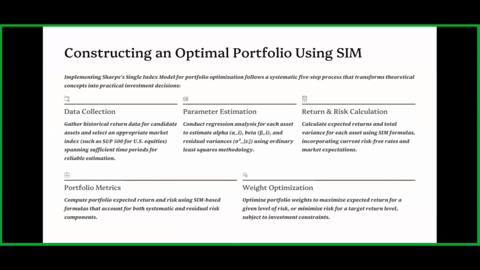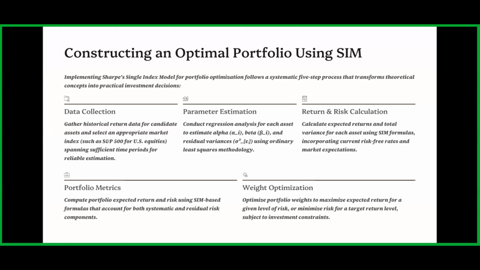So how do we construct the optimum portfolio using the single index model? While implementing Sharpe's single index model for portfolio optimization, we follow these five steps. First is data collection. We need to gather the historical return data for candidate assets and select an appropriate market index. First we collect the data and we specify the sector.